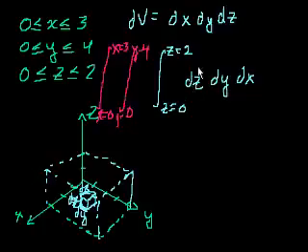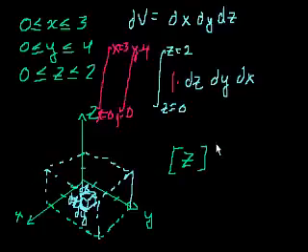So first, we're taking the integral with respect to z. Well, we don't have anything written under here, but we can just assume that there's a 1, right? Because dz times dy times dx is the same thing as 1 times dz times dy dx. So what's the value of this integral? Well, the antiderivative of 1 with respect to z is just z, because the derivative of z is 1. And you evaluate that from 0 to 2. So it's 2 minus 0, so you're just left with 2.